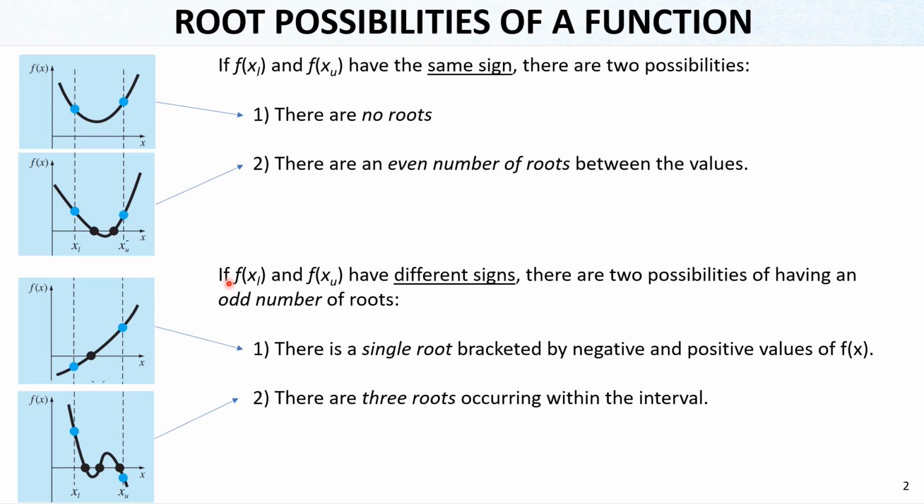The other alternatives exist when the lower and upper bound function values have different signs. You can see here the lower bound is in the negative. The function value is on the negative side for this, and the upper bound is on the positive side. It means the function crosses the x-axis only once, for example here, but it can also cross more than once, like this. You can see this is on the positive side, this is on the negative side, but in between it crosses multiple times. So in this case an odd number of roots exist.